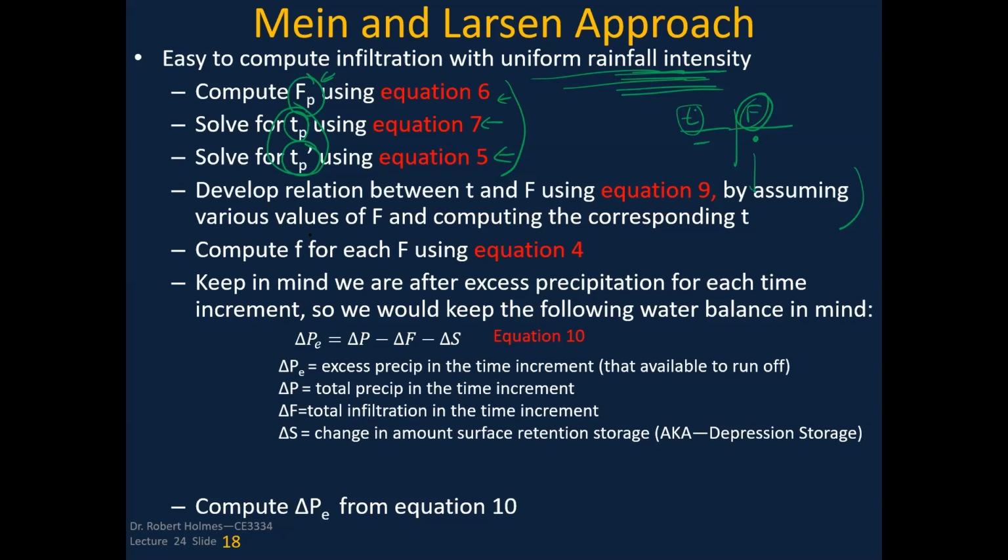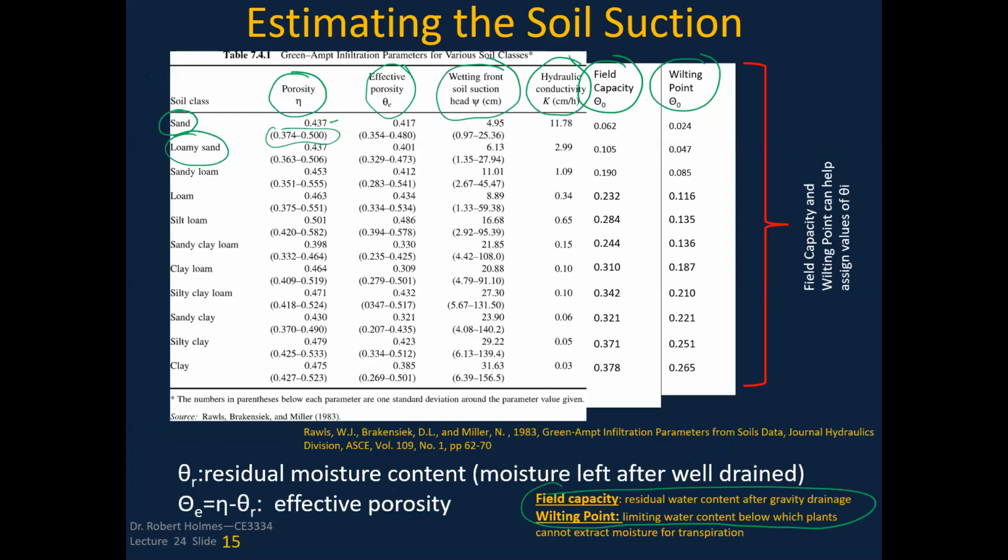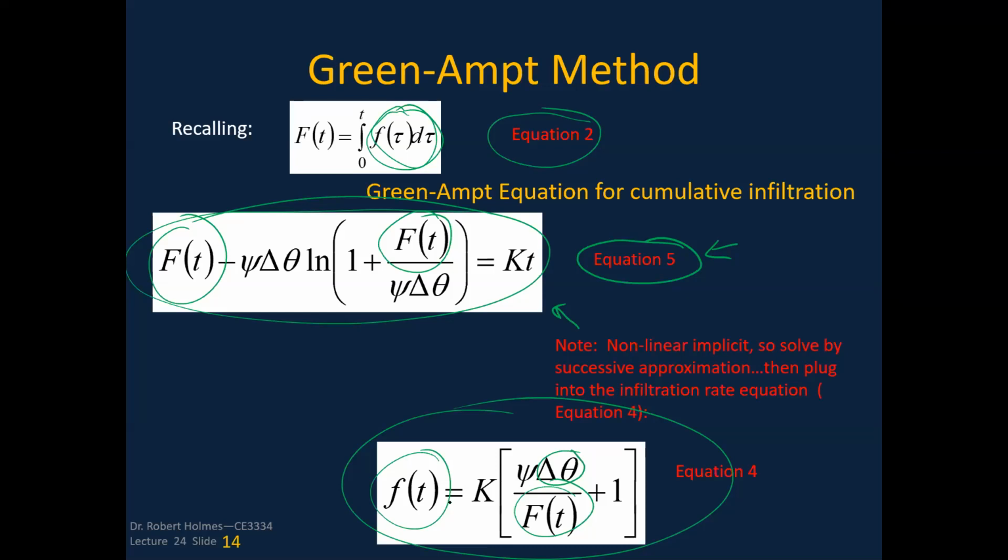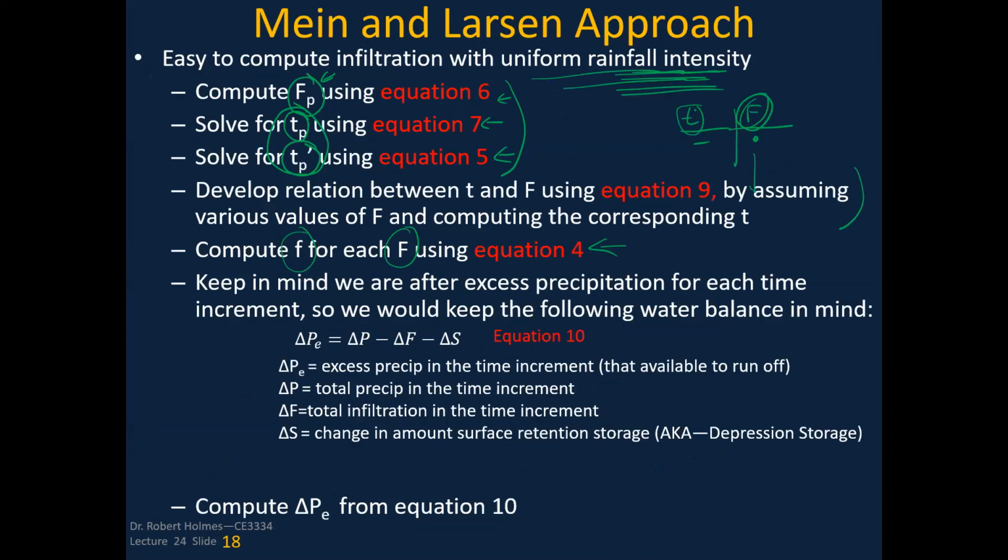And then I compute the F for each capital F using equation 4. So you'll go back to equation 4 and compute the values of F and capital F, so you can come up with a formulation for that. And then here's the equation to think about and keep in mind: what I'm after in each time increment of rain is the excess precipitation in that time increment, because that's what I'm going to plug into my rainfall runoff model as what's available to run off into the receiving waters. And so that's delta P sub E in this time increment.